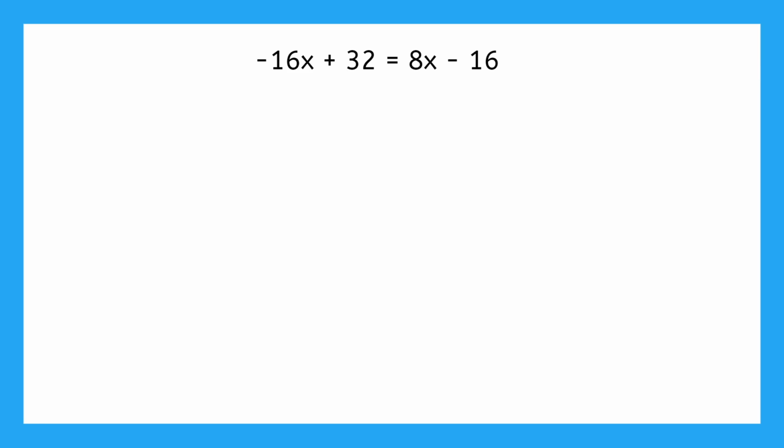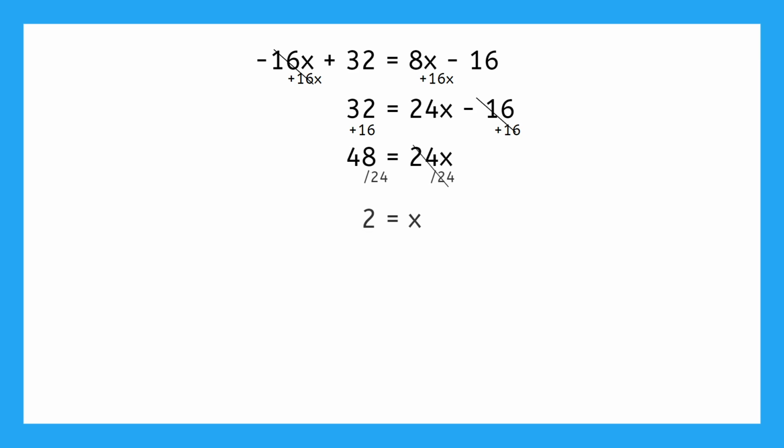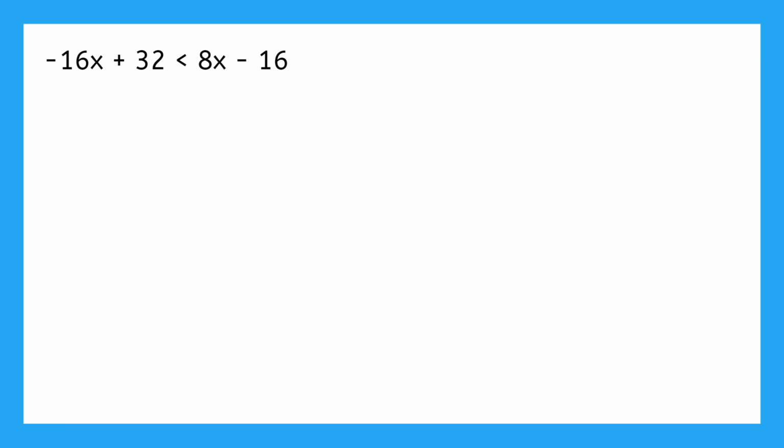So we know how we would solve this if it was an equation. We cancel the variables from one side, and then the constants from the other side, and then we divide by 24, and we get that x equals 2. But what if, instead of an equation, it was an inequality? Solving inequalities is almost the same as solving equations. We just have to be careful with the sign. Let me show you what I mean.